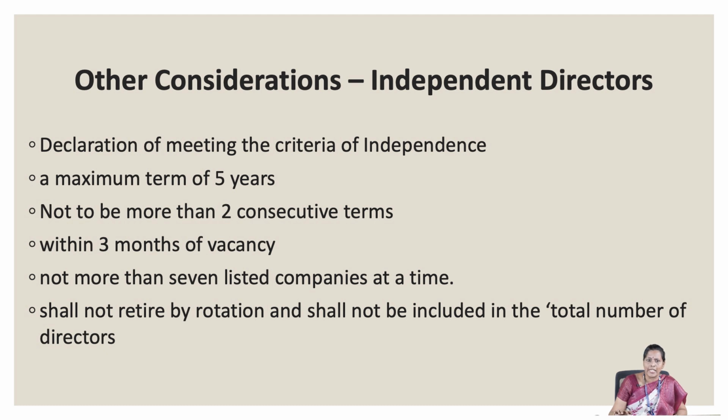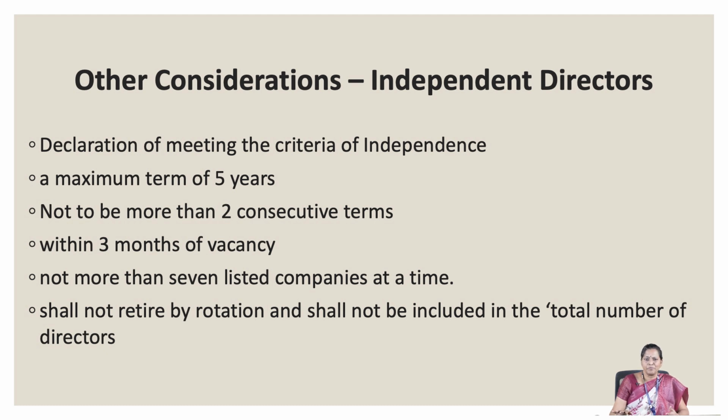And if we see their term, they can serve a maximum term of 5 years, and they cannot continue in the position of independent director for more than 2 consecutive terms. When we say 2 consecutive terms, they can be there for a total of 10 years, not more than that. First term would be 5 years, and they can be re-elected and serve for the next 5 years. So at the max they can serve for 2 consecutive terms.